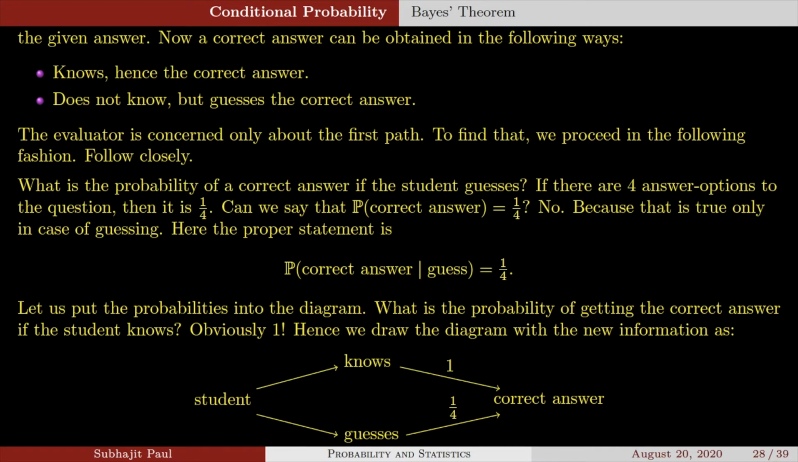Now look at the first two arrows. We need probabilities for them as well. So this is something we know: how much the student knows, how much the student guesses.